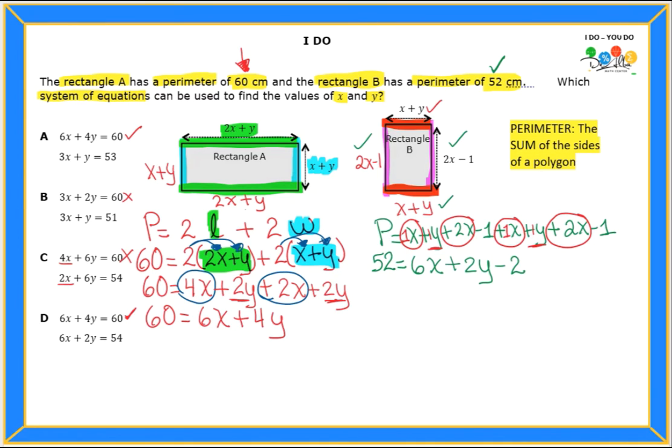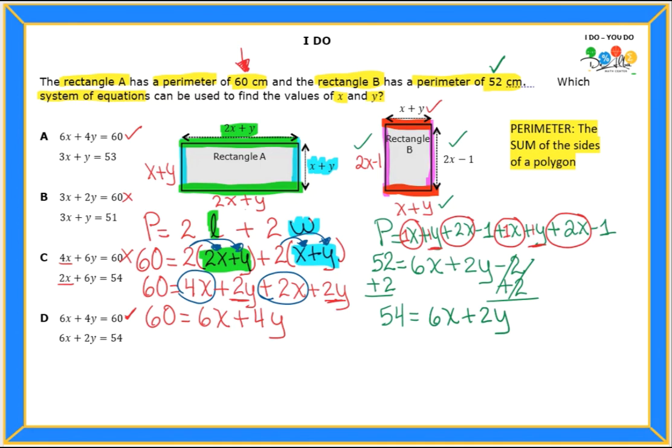Okay? So if you notice so far on this problem, there is a constant on the right side, which I do not need. Because if you look at the answer choices, they only have x and y. So we need to get rid of the minus 2. How do I get rid of the minus 2? By adding 2 on both sides. Remember, whatever you do on one side, you do to the other side. So 52 plus 2 gives me 54. 6x, bring it down. And 2y, bring it down. And the 2s are going to cancel, right?